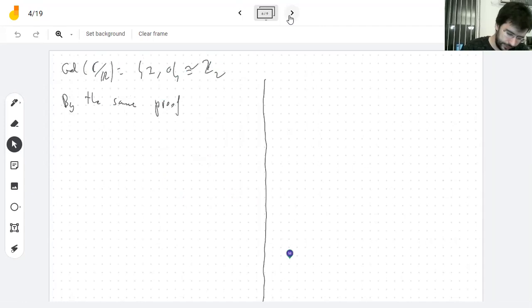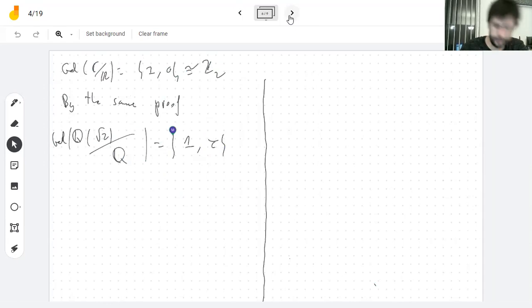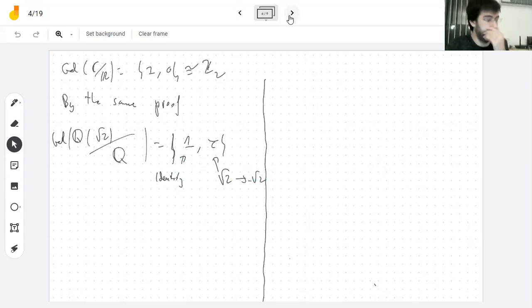The same proof works for, I'm not gonna do it, but I'm gonna show you, if you add to Q a square root, you're gonna have, again, the same group. It has two elements. It has the identity and an element that sends the square root of two to the negative of the square root of two. So this is an automorphism that moves around the irrational numbers, but it sends root of two to the other root of two. Really, all Galois groups you get by looking at roots of a polynomial and switching them around.